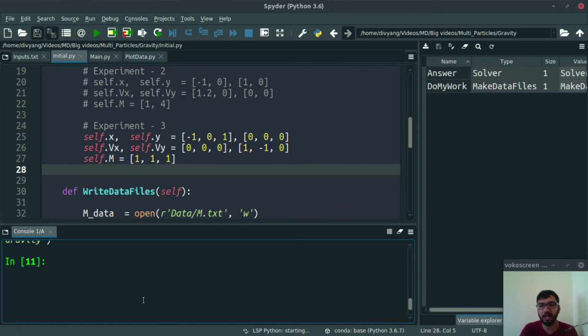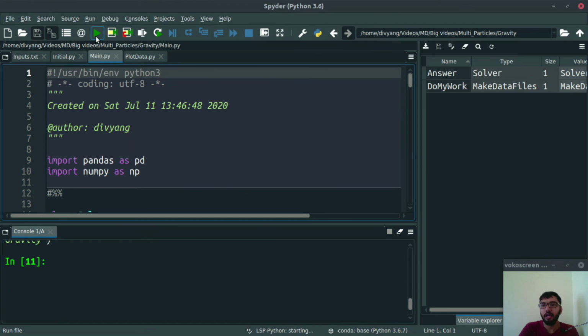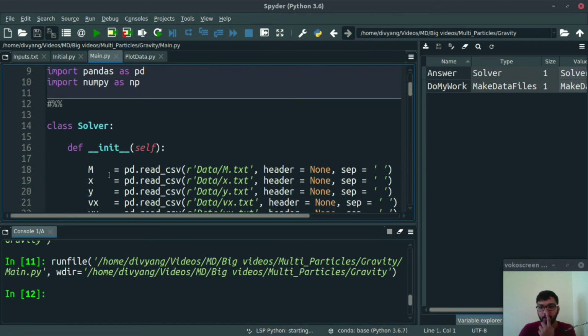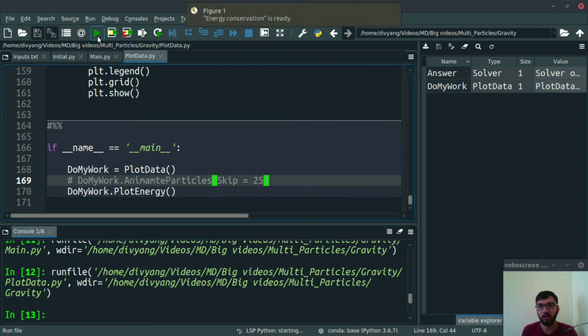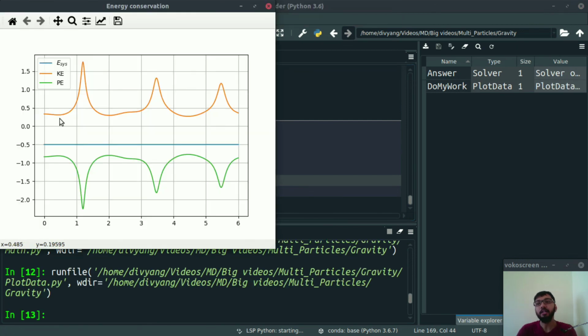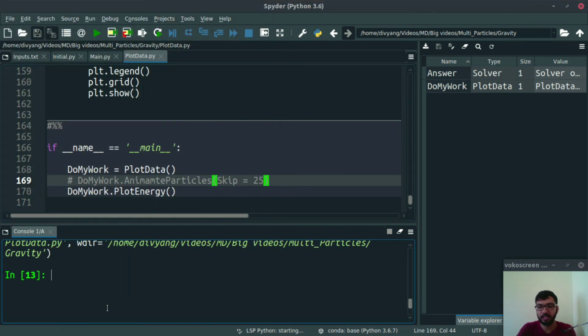We have initialized our parameters. Let me run this main.py program. Okay, and lastly I want to plot my data. So I'm getting this kind of energy profile, guys. As you can see here, we have 3 peaks in our kinetic energy, and in this case also our total energy is remaining constant. Let's see what kind of animation we are getting.